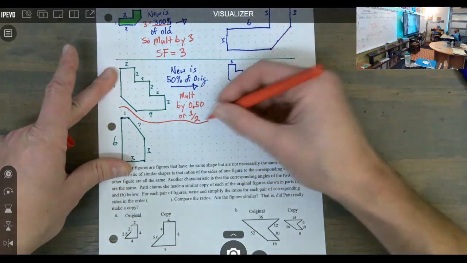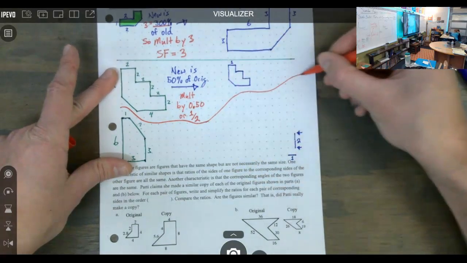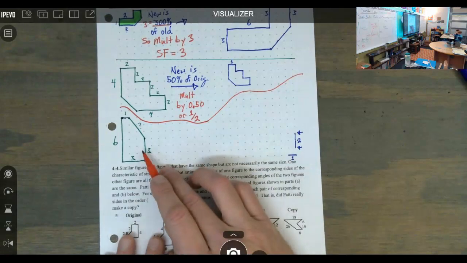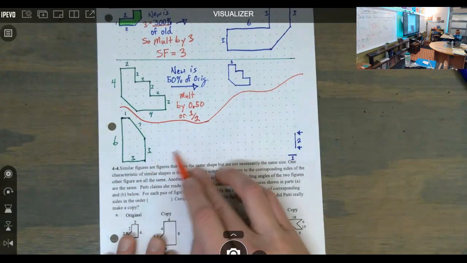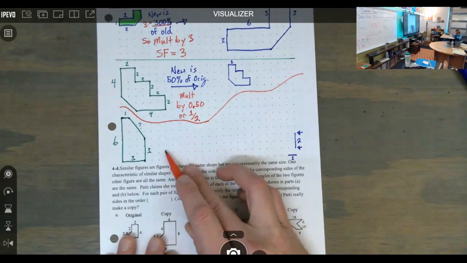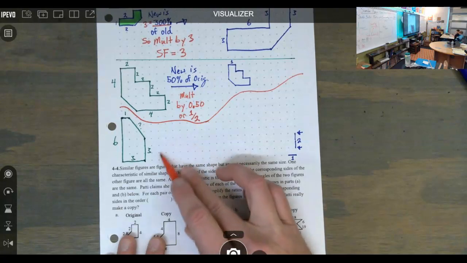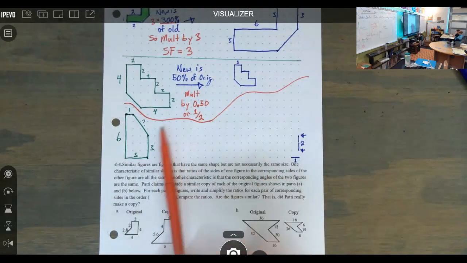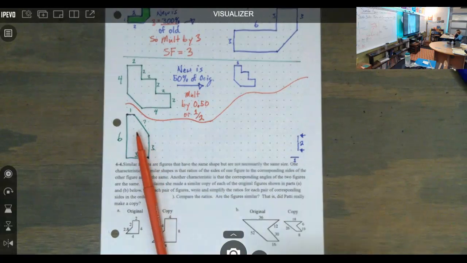So if I would like to get a shape that'll fit in this space down here, should I do a scale factor bigger than 1 or less than 1? Less than.